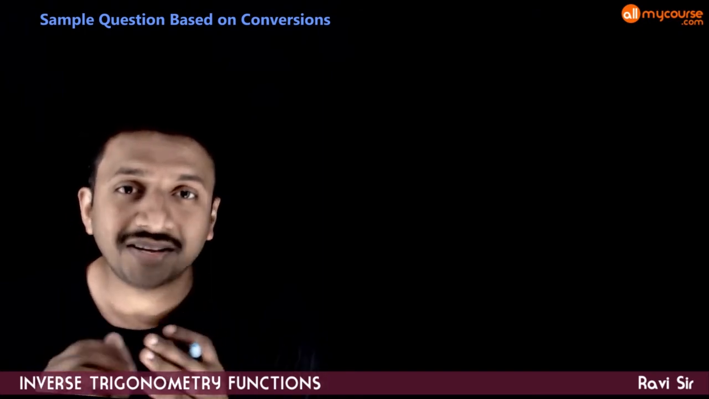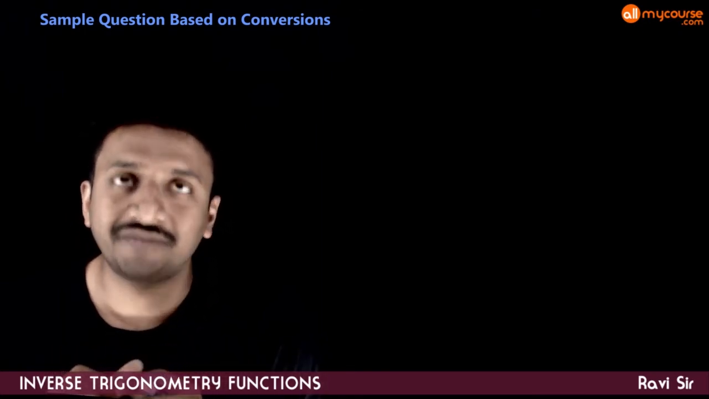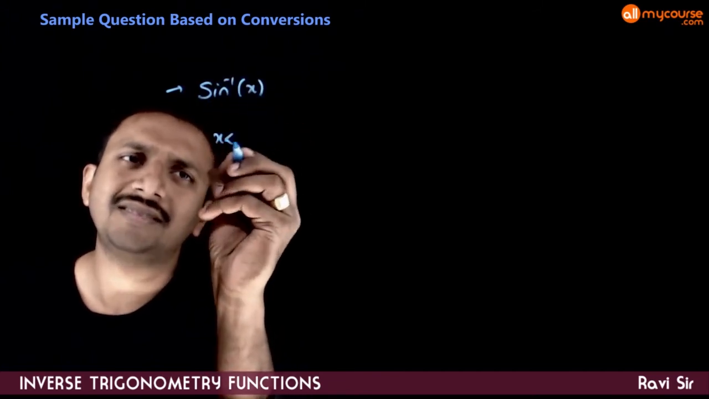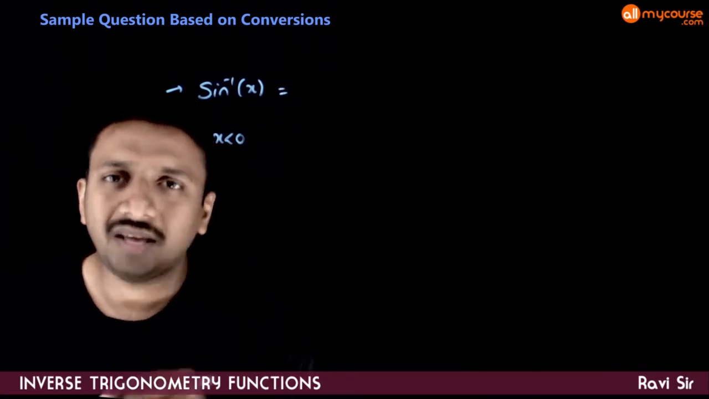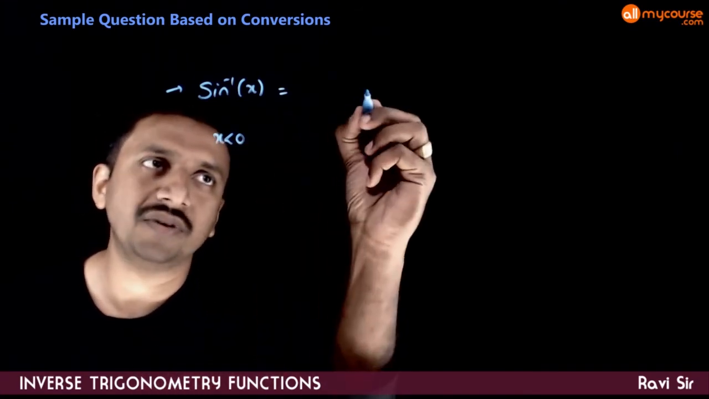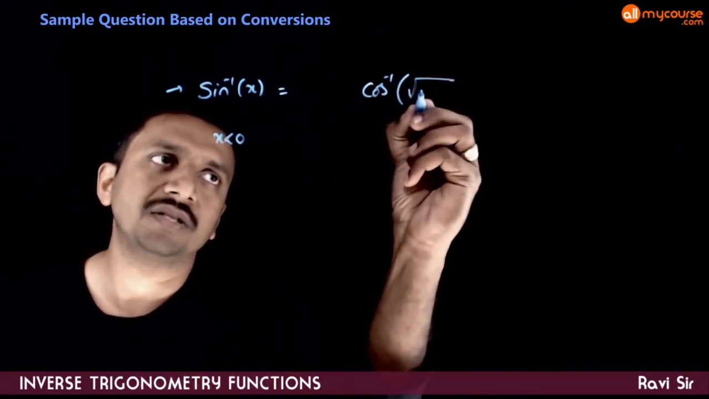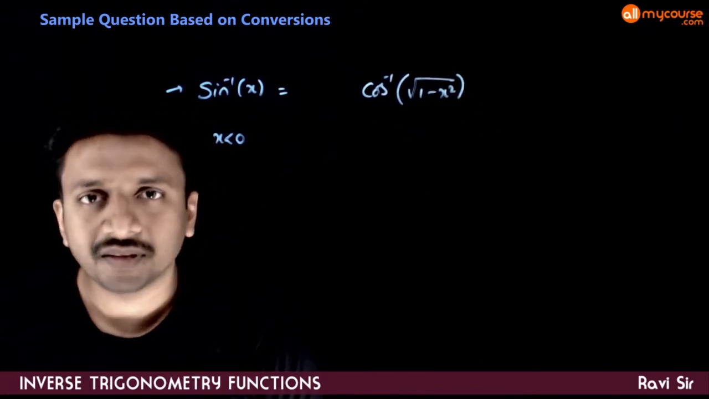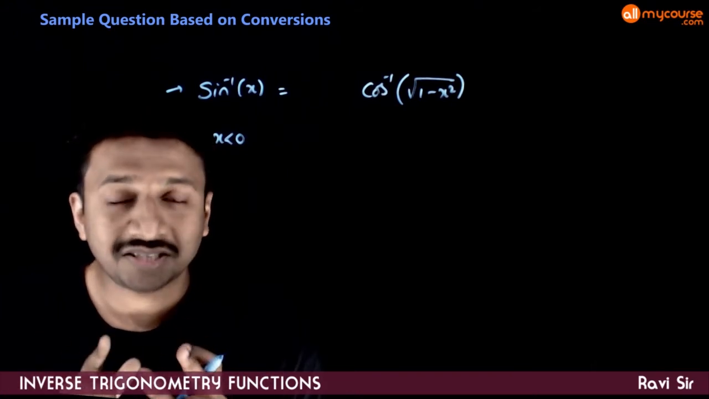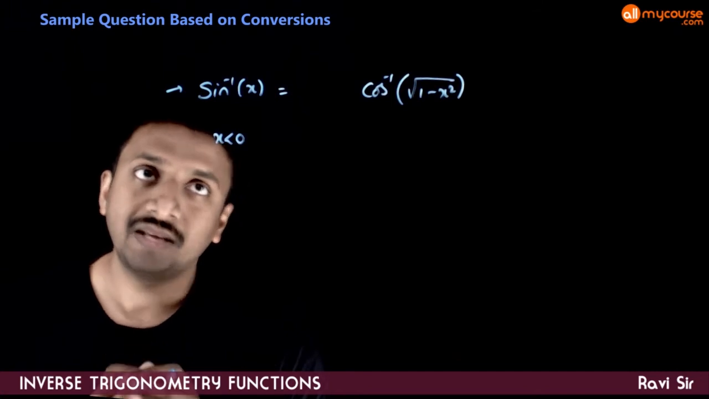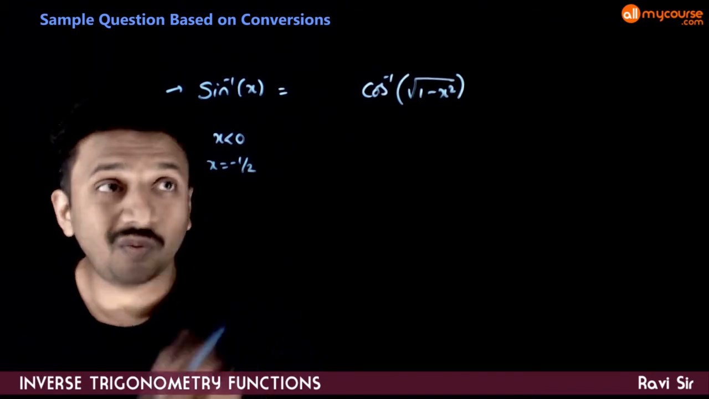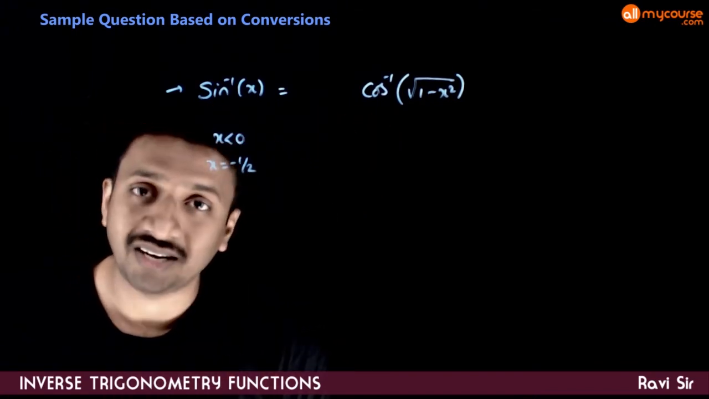Now let us try to understand what happens if the arguments are negative. For example, if you have sine inverse of x and x is negative, this will be equal to what in terms of cos inverse? If I convert this into cos inverse, previously the formula is cos inverse of root of 1 minus x square. Now if x is negative, what difference does it make? Let us try to understand this with an example. Let us take x is equal to minus half. Let us see why these two are not equal if x is negative.